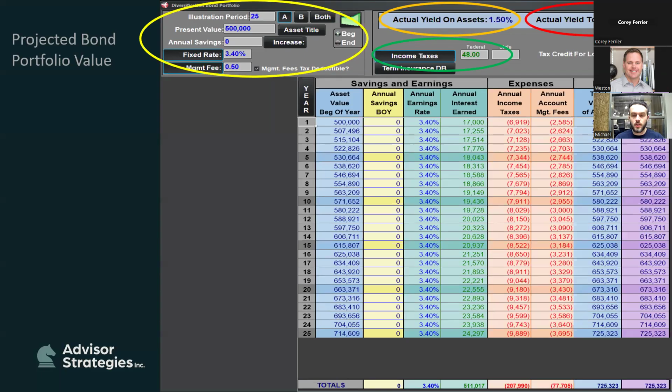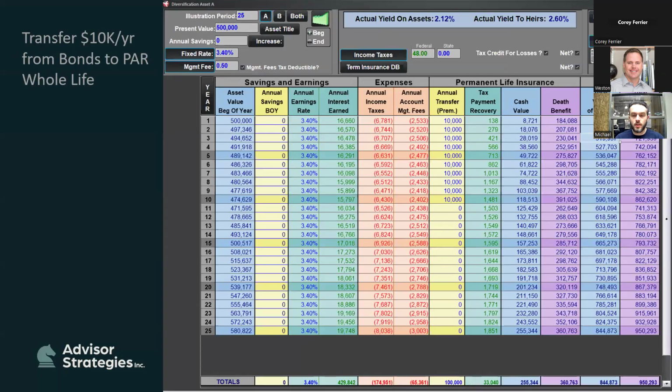So the question is, can we improve these by just shifting dollars from, say, the bond investment into a different asset? So when we look at that comparison, what if we're transferring, say, $10,000 a year from that 500,000 into a life insurance policy that's built for that 55-year-old? So again, all the same numbers, but we're just transferring 10,000 to a permanent life insurance.